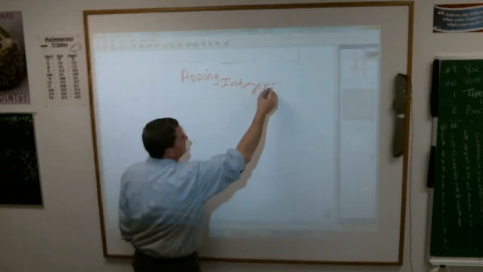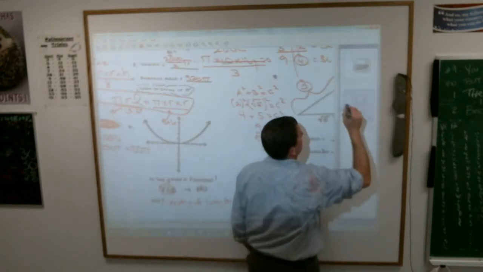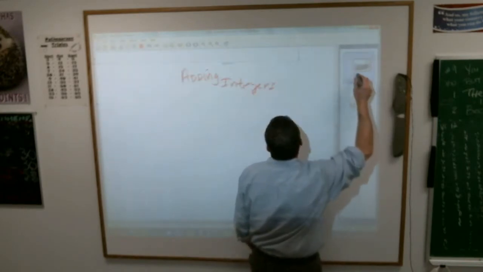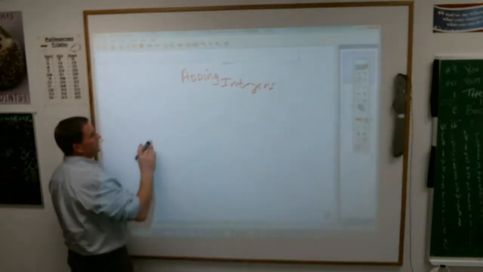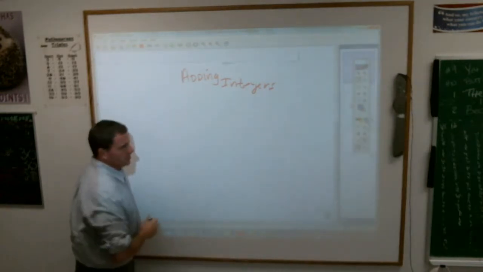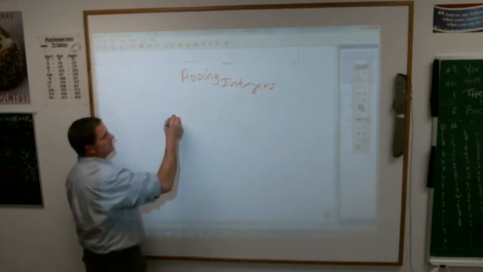Integers are positive and negative numbers. In other words, we're looking at this. The book puts them in parentheses just to kind of get you started. You don't really have to for the most part, but let's look at this.